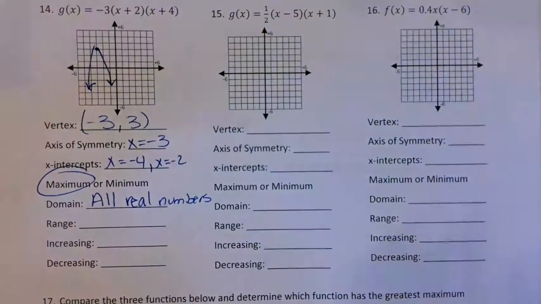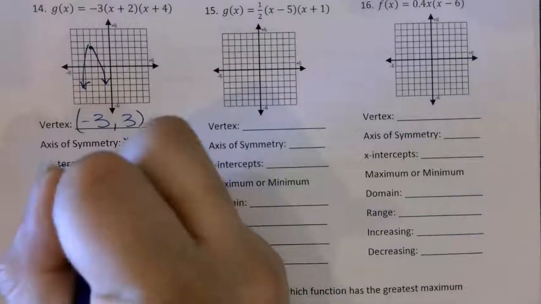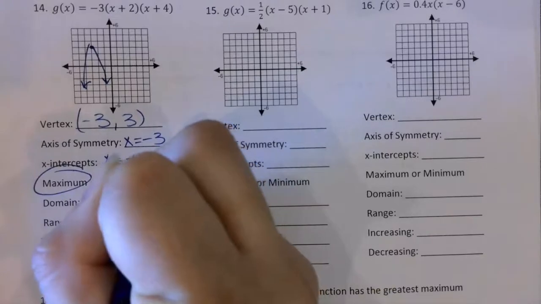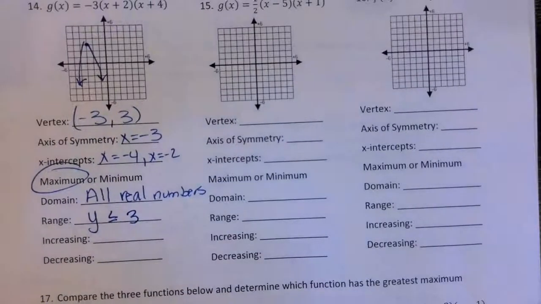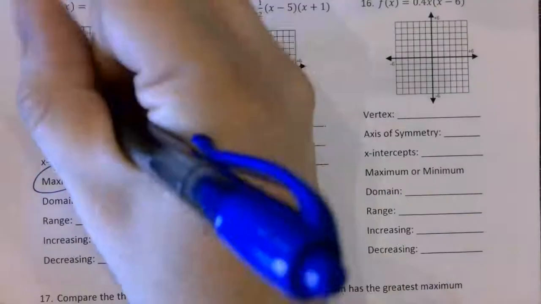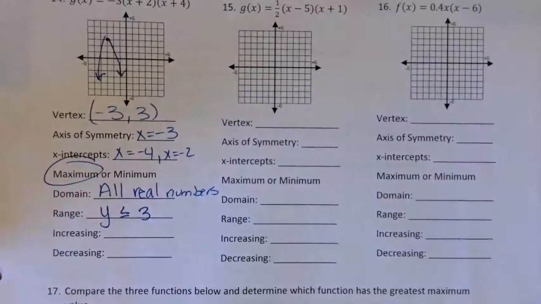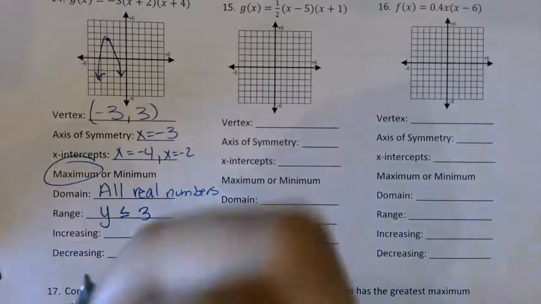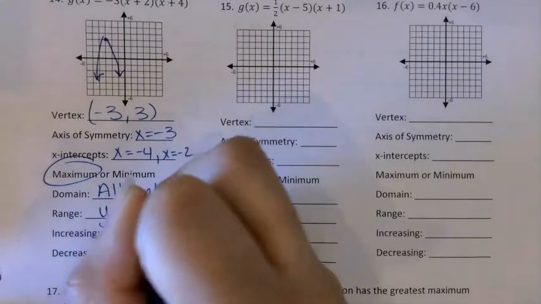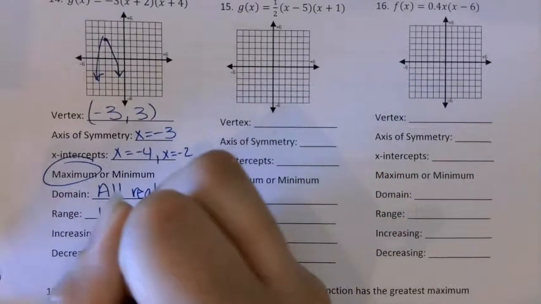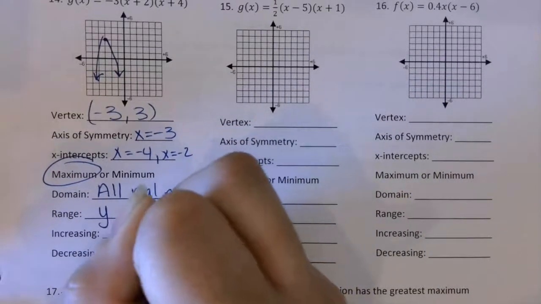Okay. My range is y is less than or equal to 3, because it's going down from there. Increasing from left to right. I read the graph from left to right. It's increasing on the left side, so I say x less than -3, and then on the right side, x greater than -3.